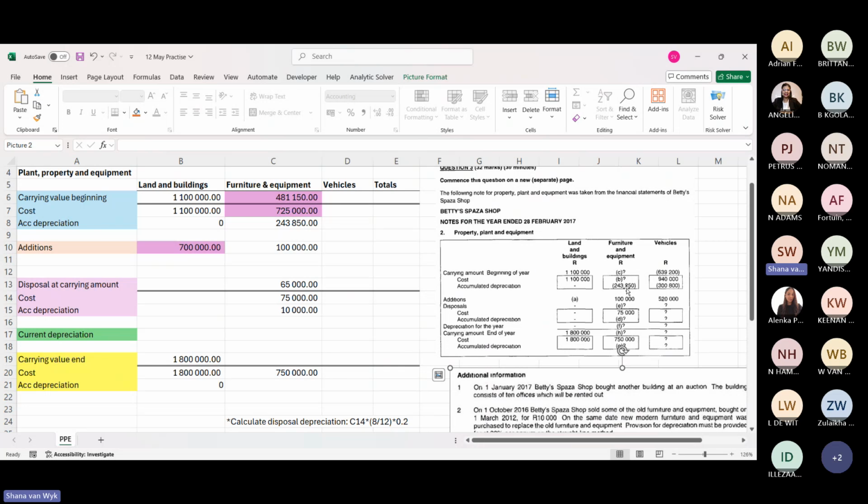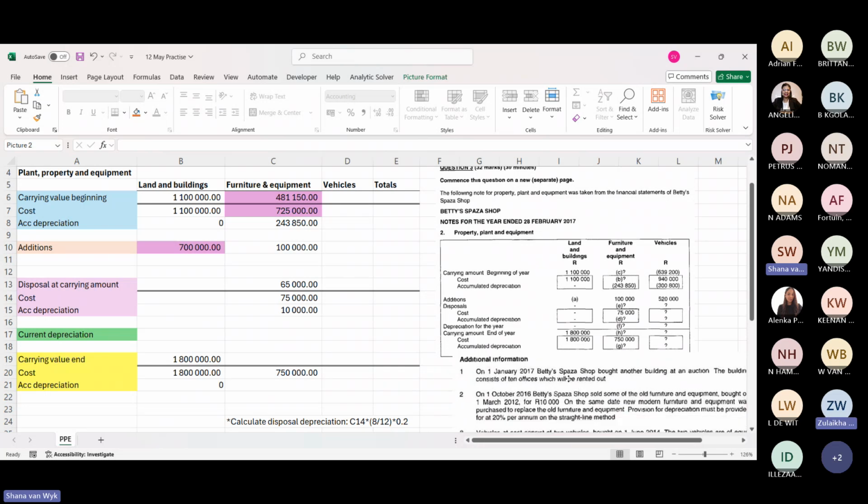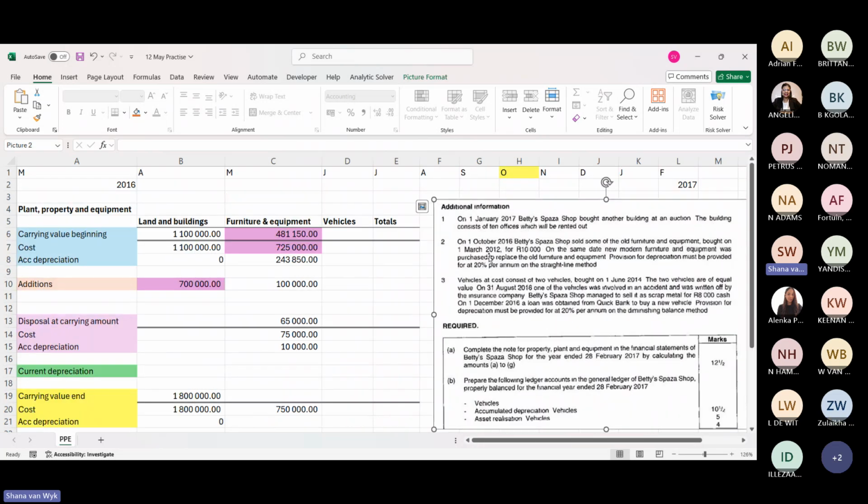Zuleika, all my numbers are right now, hey? Yeah, I think so. Cool. So now let me just bring this up. Number 2 says on 1 October 2016, we sold some furniture. We bought on 1 March for 10,000. And then on the same day, new equipment was purchased to replace the old ones, and then provision for depreciation 20% per annum straight line method.